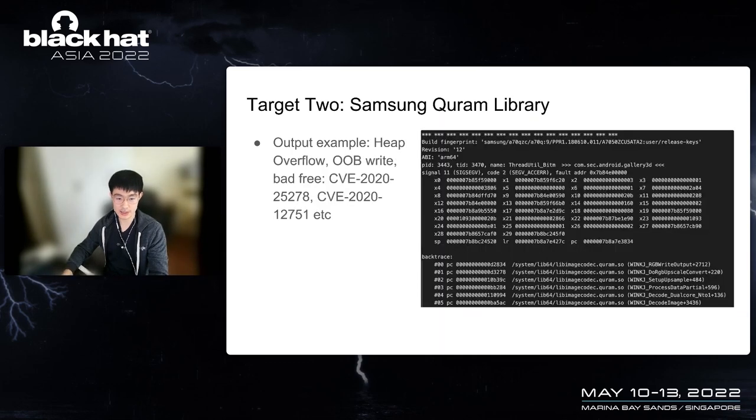And also other bugs like heap overflow, OOB writes, double free, and others in the JPEG parsing. So this is the story for target two, including the bugs found. And now I will hand over to Juntao to talk about target three.